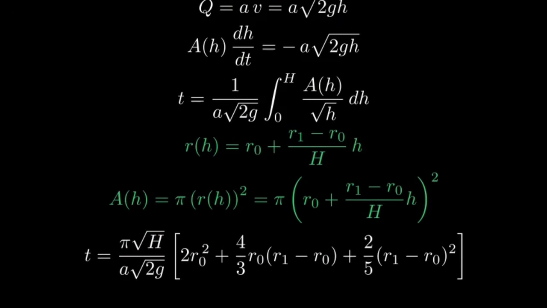T equals pi times square root of H, divided by a times square root of 2g, times a bracket with 3 terms: 2 r0 squared, plus 4/3 r0 times the difference r1 minus r0, plus 2/5 times the difference squared.